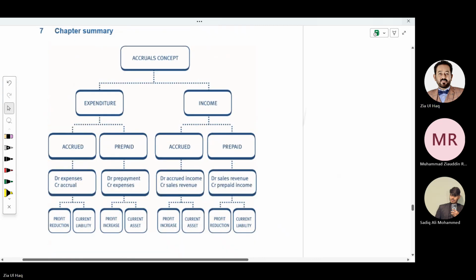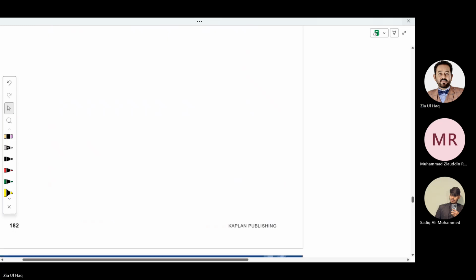Now if we sum up this chapter, there are two things. One is accrual and the other is prepayments. Accrual means relating to current, settled in future. Either we receive or pay cash in future. Prepayments mean in advance. It means we have received cash in advance against future income, or we have paid cash in advance for future expense.